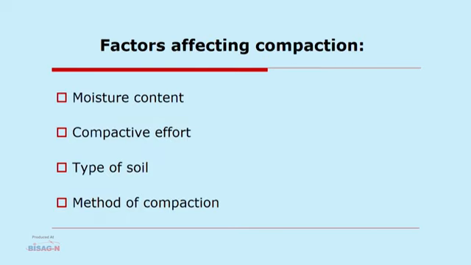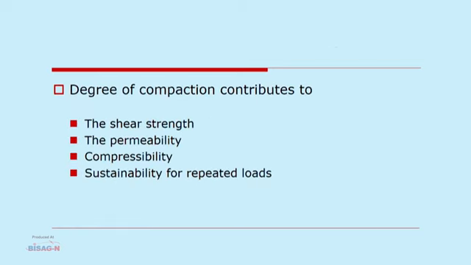The various factors affecting compaction are moisture content of the soil, compactive effort, type of soil, and methods of compaction. Degree of compaction contributes to the shear strength of the soil, the permeability of the soil, compressibility of the soil, and suitability for repeated load.